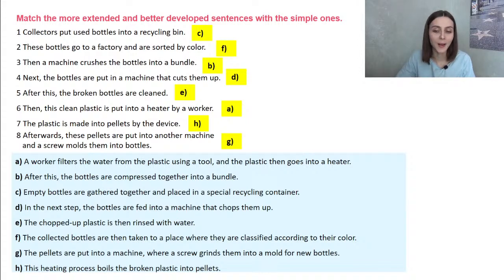Of course, we have only one answer, which is G. The pellets are put into a machine where a screw grinds them into a mold for new bottles. So I cannot say that the sentences in the first column, in the first row, 8 sentences here with the numbers are much worse. No, I just want you to look at another option, how you can say it in a different way and how you can change the way you say the sentences. Make sure to vary your language because this is one of the requirements.